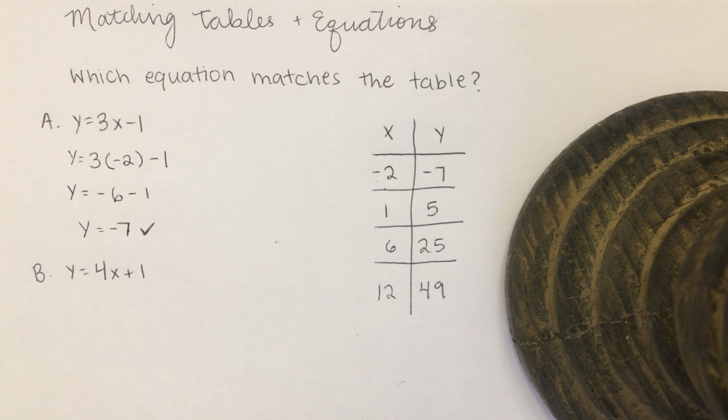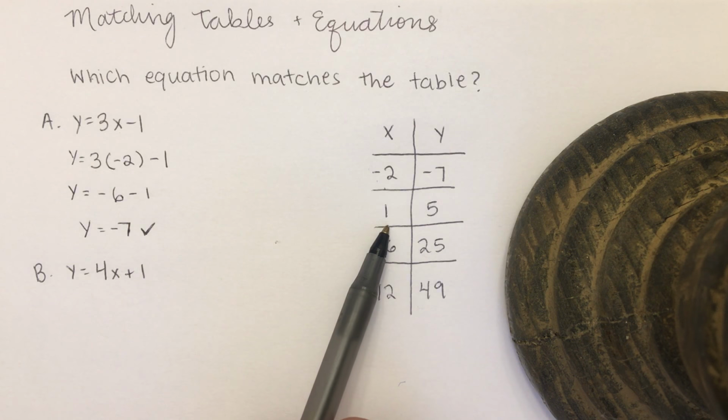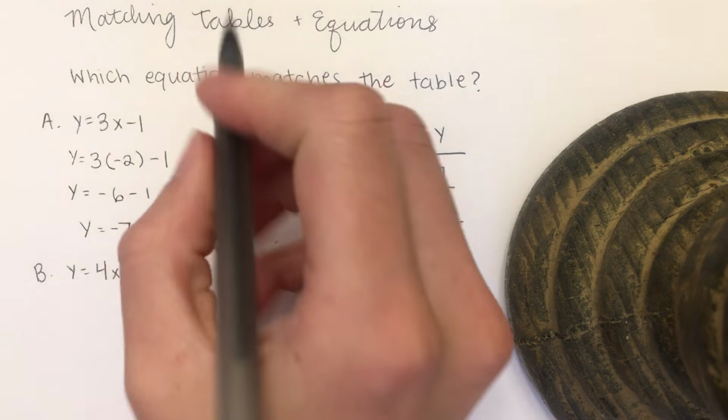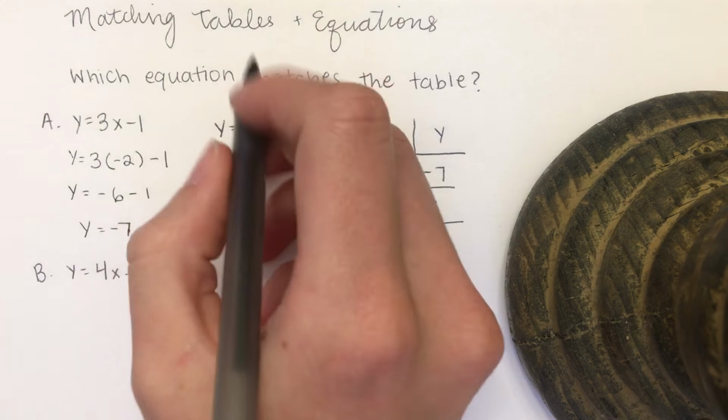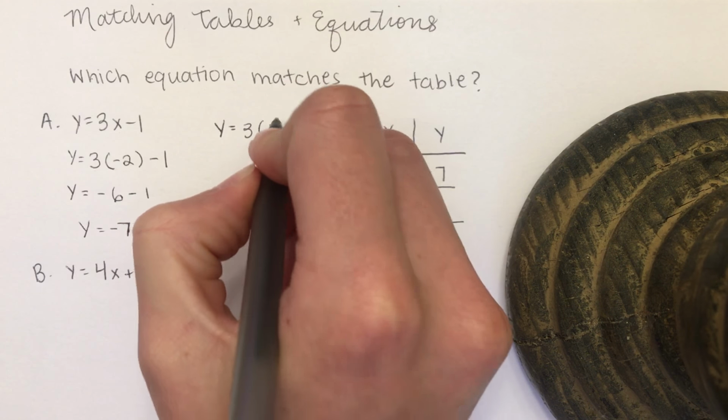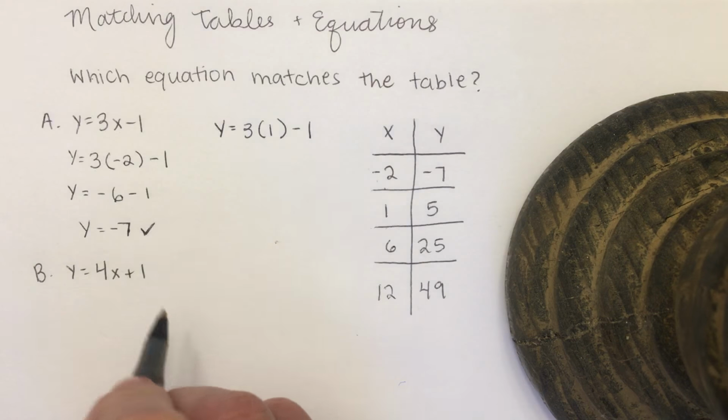However, with these types of problems, you never want to just plug one in, assume it's going to be right for the rest, and move on. You always want to plug in each and every value to double check. So we're going to keep going here, and we're going to plug in this 1. So y equals, I'm going to use the same equation, 3x minus 1, but this time I'm going to plug in a 1, so that's going to look like 3 times 1 minus 1.